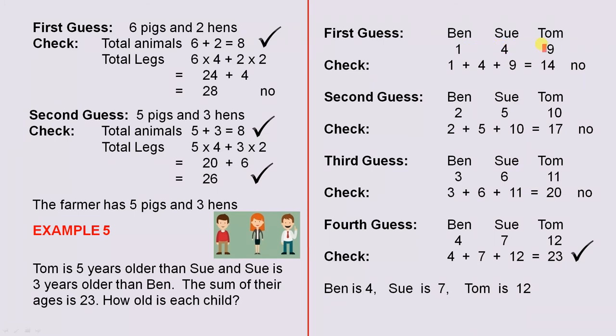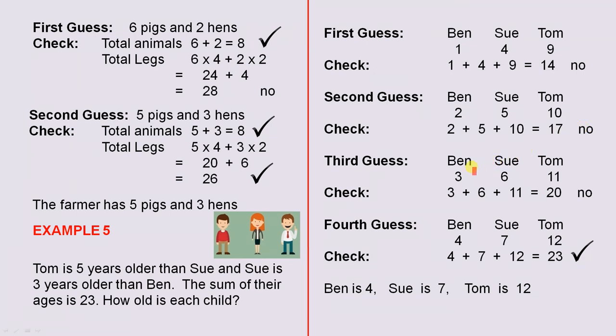That guess and that and that. When we add them together we get 14. That's not what the problem's asking. The second guess, let Ben equal 2. Sue is 5 and Tom is 10. When you add those together you get 17. That's not what the problem wants.